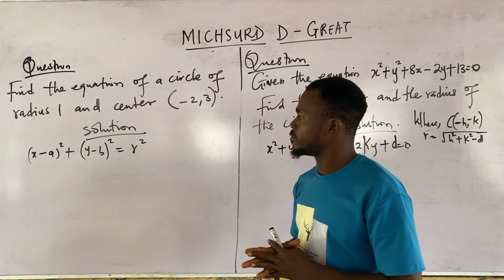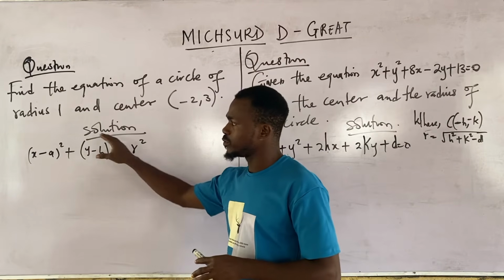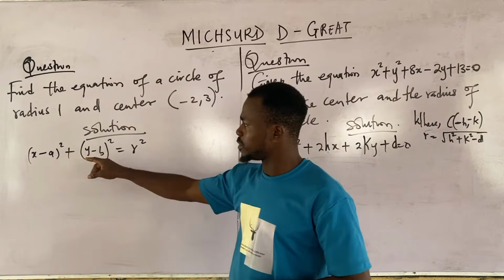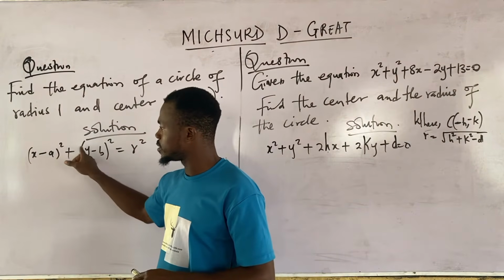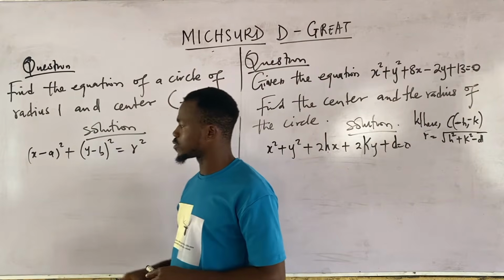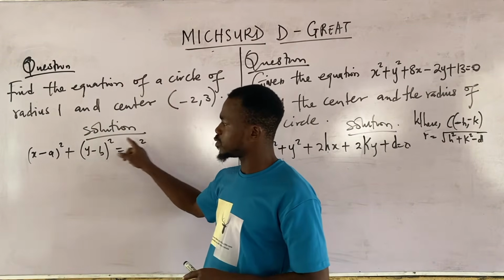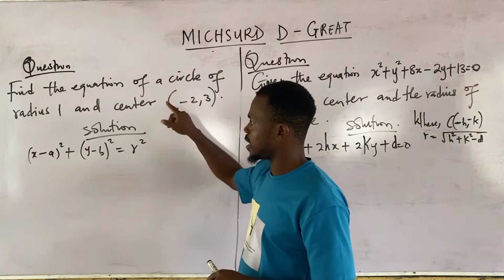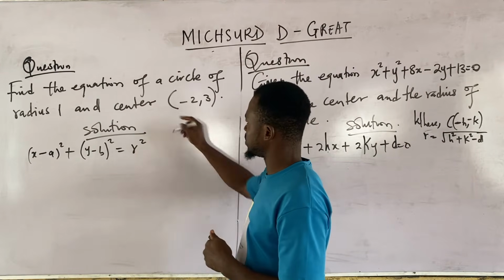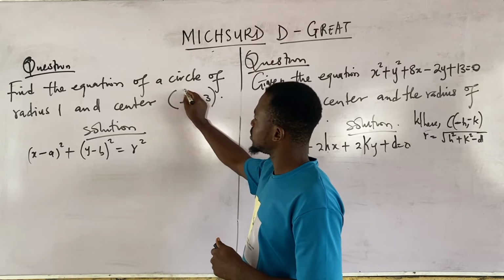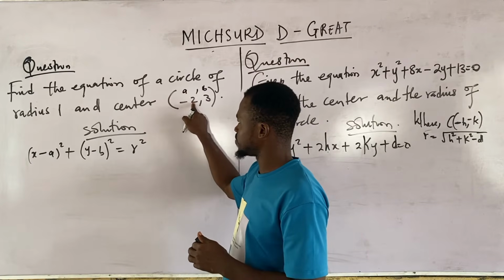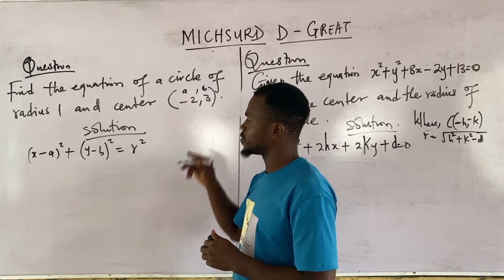Here we have a general equation we can use when we are given the center and the radius, which is (x - a)² + (y - b)² = r², where a and b represent the point at the center of the circle. So the center of the circle has a point corresponding to (a, b). So a represents -2 and b represents 3.